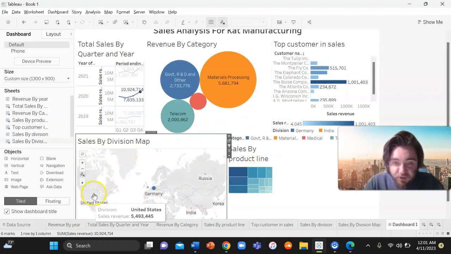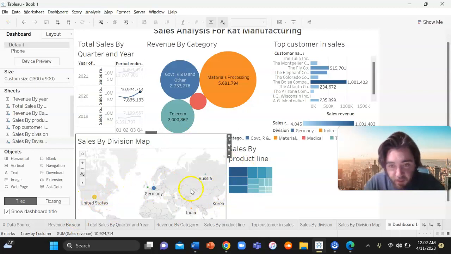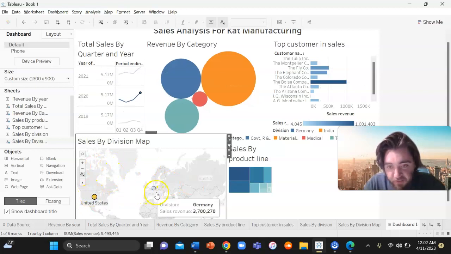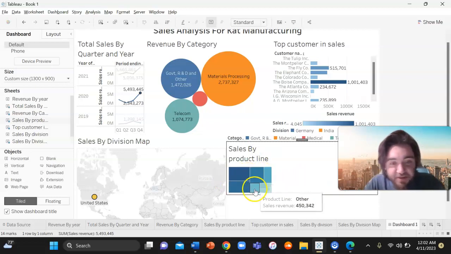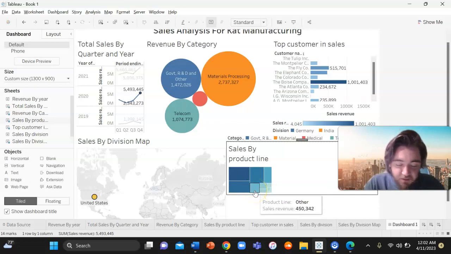We also have sales by division, which makes it easy to select different countries that have importance and different sales revenue. And finally, we have the sales by product line, which is definitely the easiest to read, as it requires you to hover over a box and it reads out the product line and the sales revenue, which makes it quite easy.